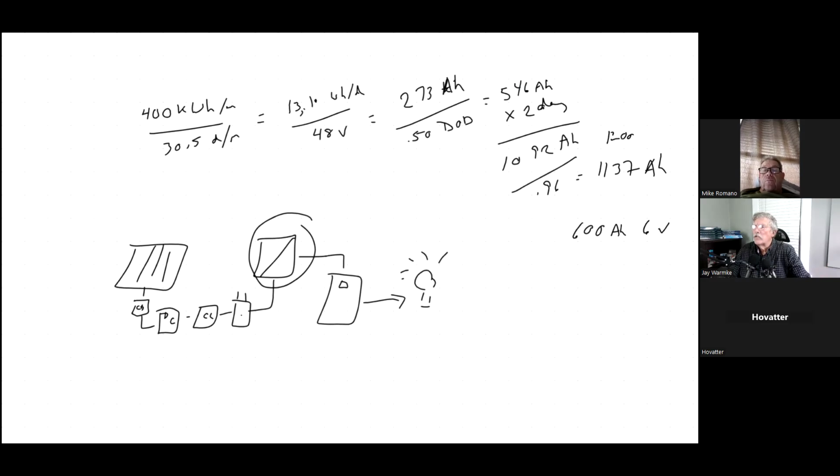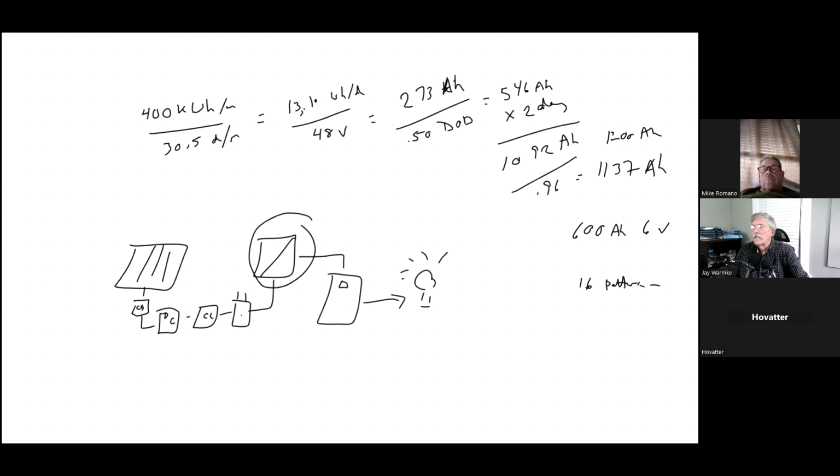So I'm going to need 2 strings, but how many in a string? Well, it's a 6-volt battery, but it's a 48-volt system. So I'm going to need to hook up 8 of them in a string. So I'm actually going to need 16 of these batteries. So I'm going to hook them up into 2 strings of 8.